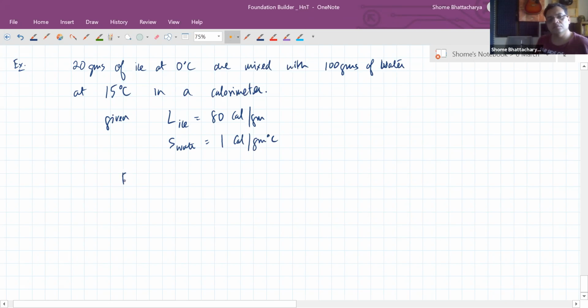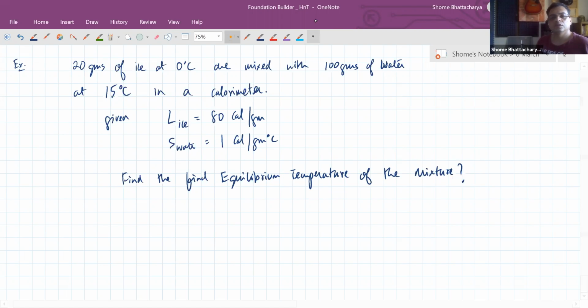You have to find the final equilibrium temperature of the mixture. Okay, just try this out.